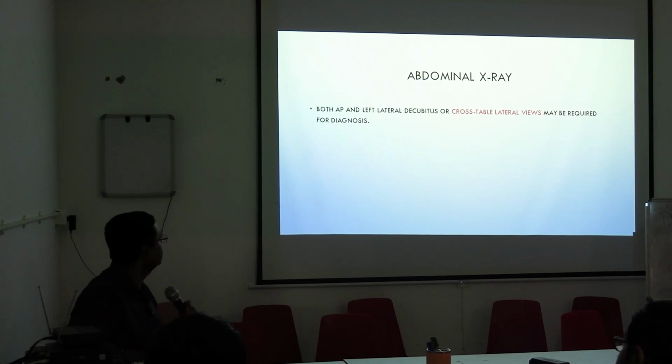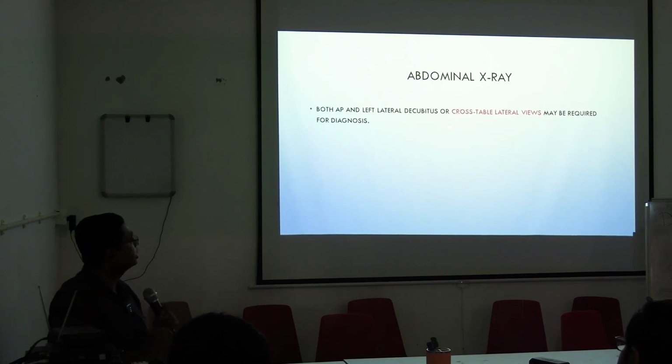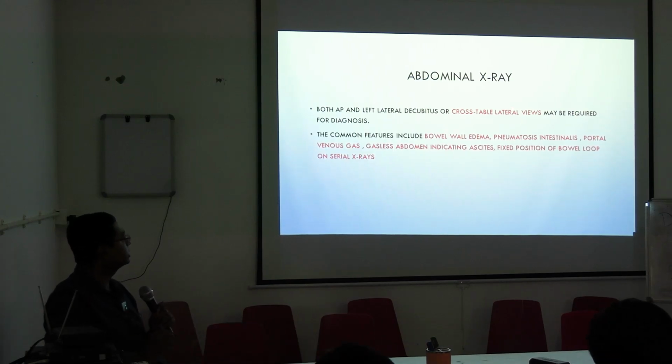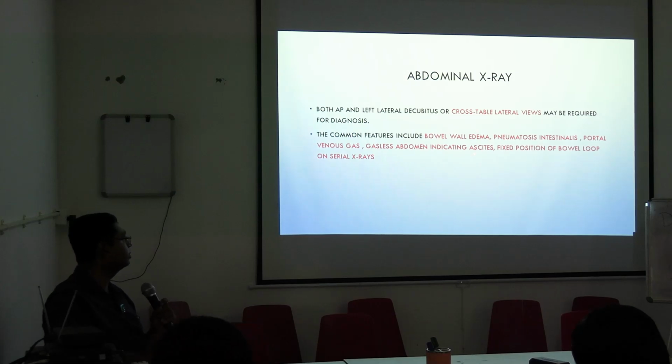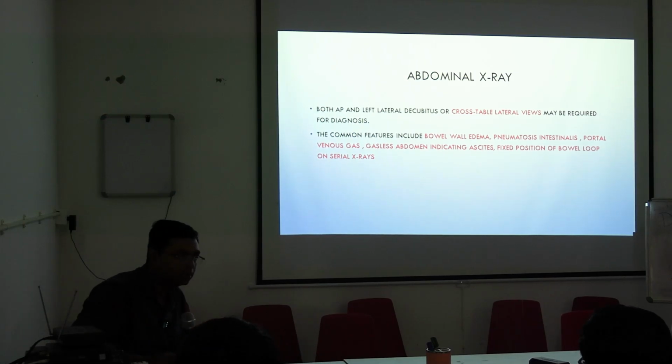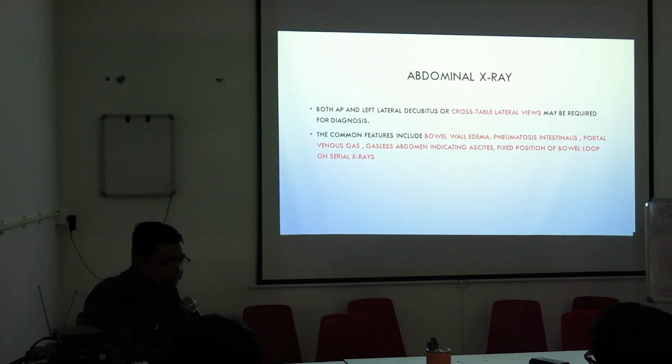So abdominal X-ray, both AP and lateral decubitus and cross-table lateral views may be required. The common features are bowel wall edema, pneumatosis intestinalis, portal venous gas, gasless abdomen indicating ascites, and fixed position of the bowel loop on serial X-rays. So what is the fixed position of the bowel loop in serial X-rays?